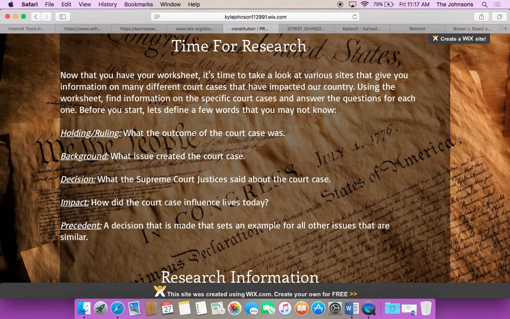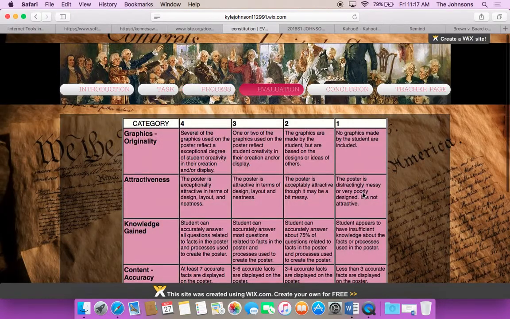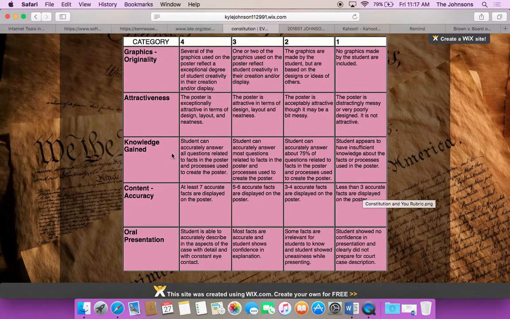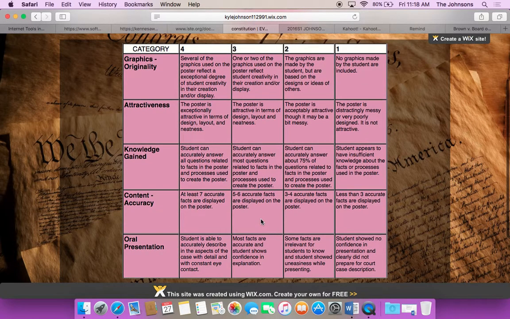but my fault on the rubric that is attached to the web quest. This is their rubric: graphics, attractiveness, knowledge gain, content accuracy. The oral presentation portion where they were to present to the class was not explicitly stated of what I was wanting. I was really wanting more higher level thinking skills as far as analyzing its true impact on their lives. Overall, they did well, but looking back, I probably could make it a little more specific.